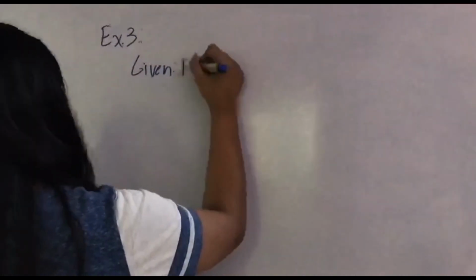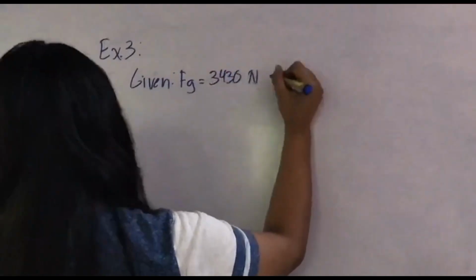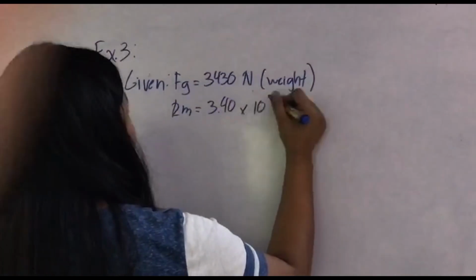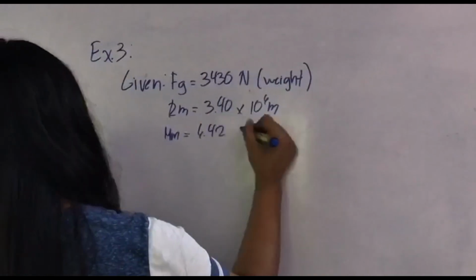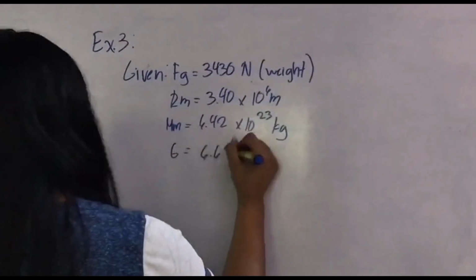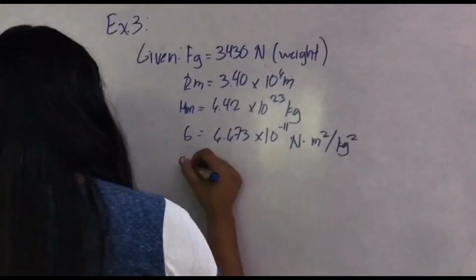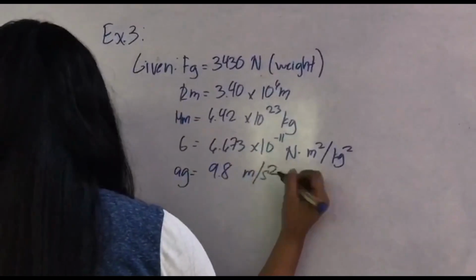For the third example, let's plug in first the given. We have the F of G, which we solved earlier, or the weight, and then the R m, which is the distance, and the M of M, or the mass of Mars, and our constant G. And as well, the acceleration due to gravity on Earth.